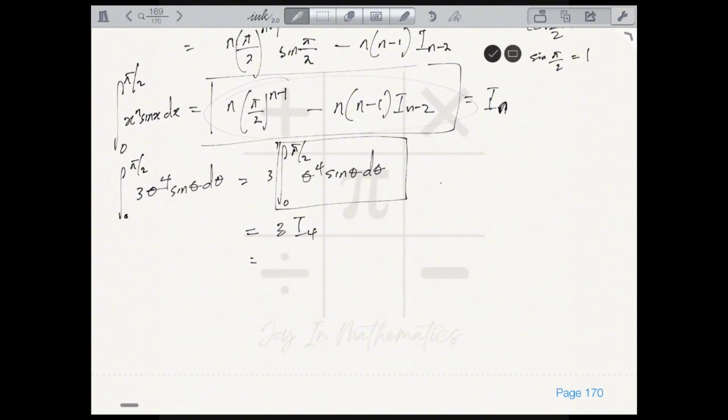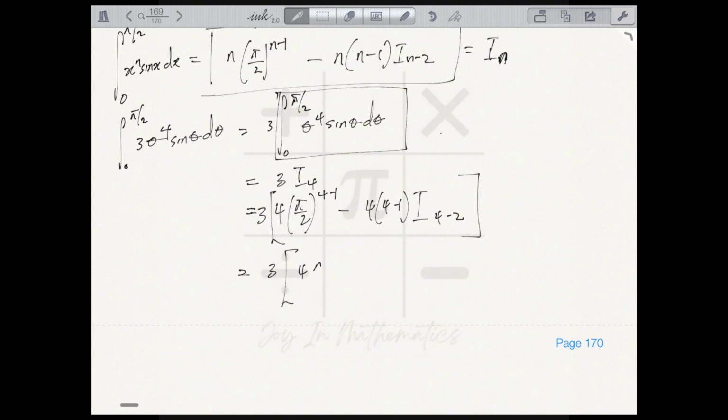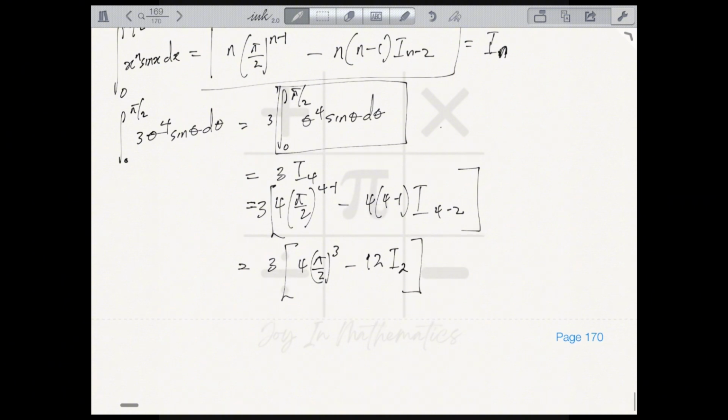So now we have 4 pi over 2 raised to power 4 minus 1, minus 4 into 4 minus 1 I subscript 4 minus 2. This is just I4 and it will multiply 3. So simplifying this, we have 3 into 4 pi over 2 raised to power 3 minus 4 into 3, that is 12 I subscript 2. So we now have to find an expression for I2.